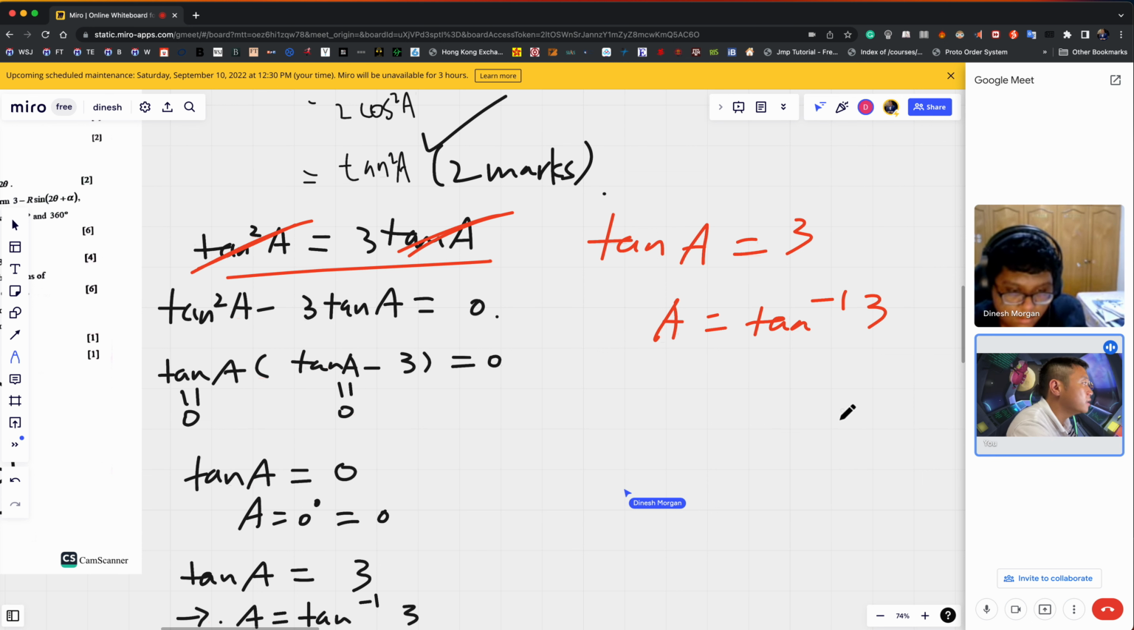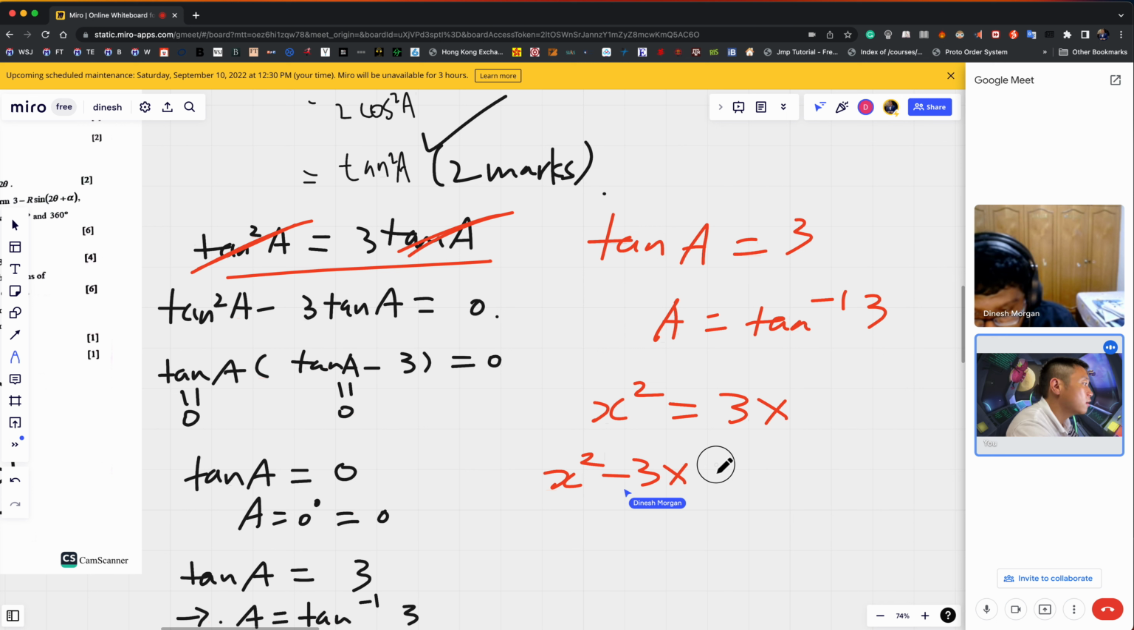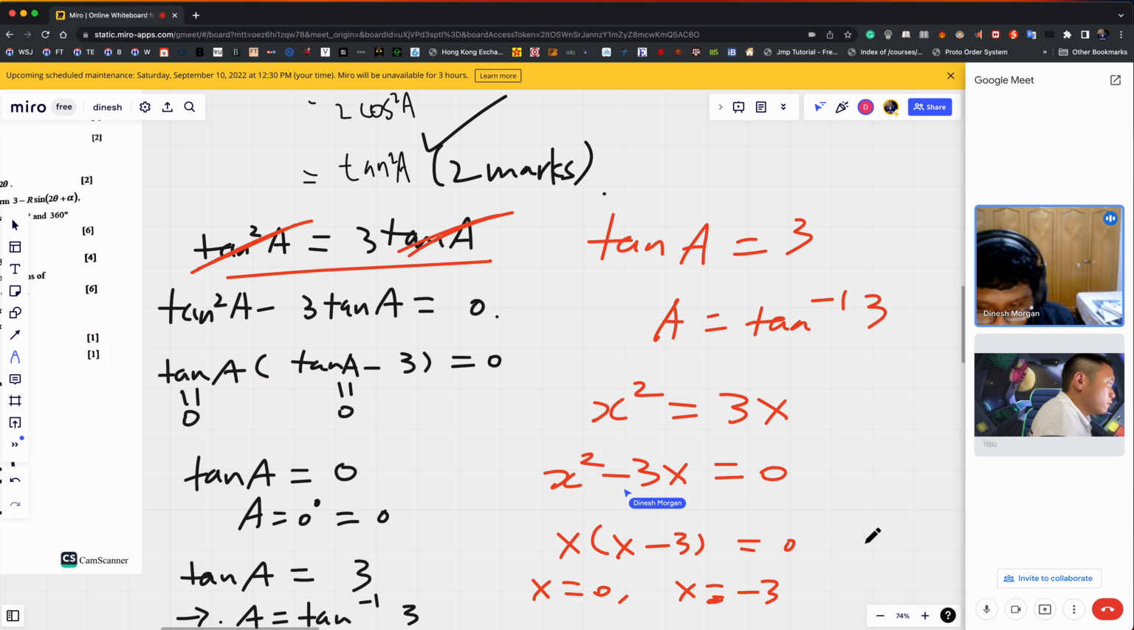You can't delete. It's like if you have x squared is equal to 3x, right? You cannot delete. You move them, group them together, and then take out the common factor, and then continue to solve. So x equals 0, x is equal to 3. Are you clear?